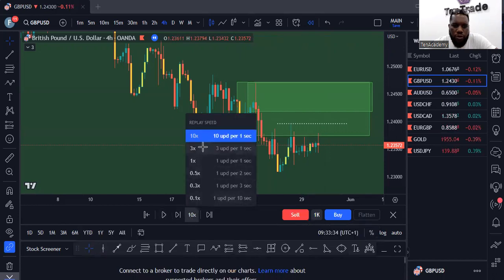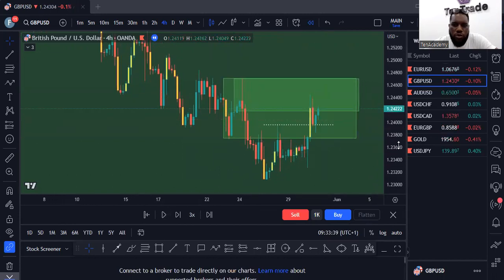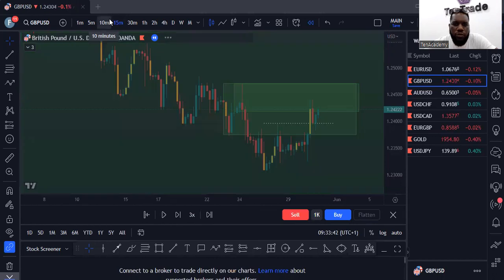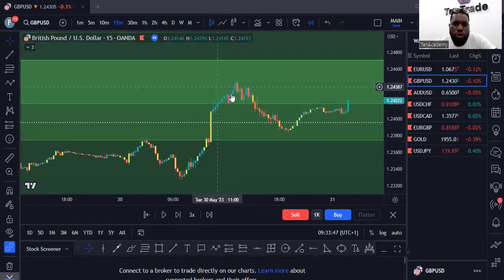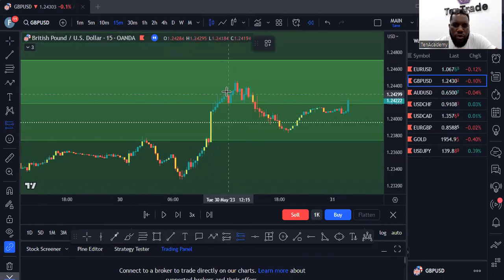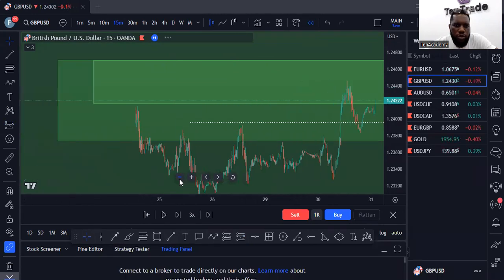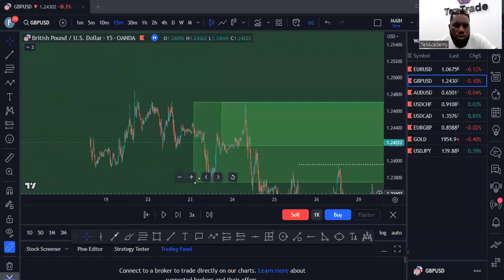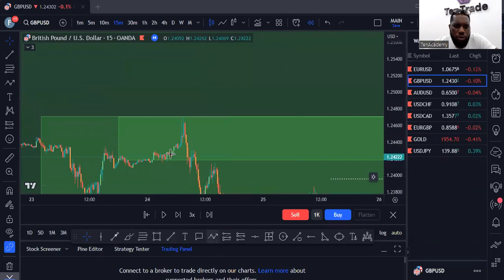Let me play this forward slowly. Price tapped into that zone. If you had gone on 15 minutes, you would have found a very, very good entry. Eventually, price tapped into that zone. At least we saw like a 1 to 5 risk reward on this. Somewhere around here, let me go back, there is an extreme order block that price tapped into, this particular order block here.